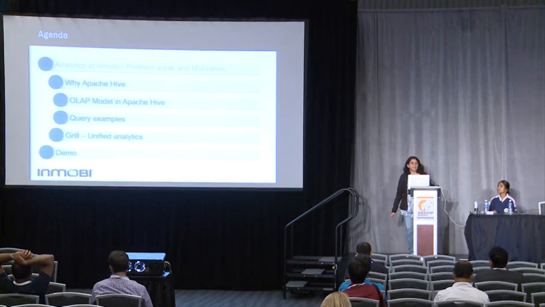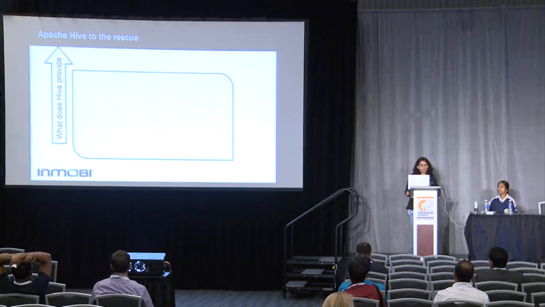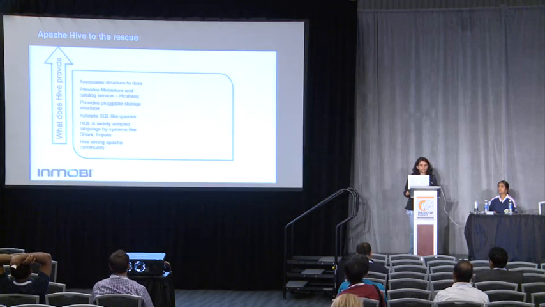We want to fill these gaps by implementing some set of features in Apache Hive and some through Grill. So why did we choose Apache Hive? These are the current features available in Apache Hive. It is able to associate structure to the data, and it provides data and schema discovery through Metastore and HCatalog. It provides a pluggable storage interface, basically through HBase, HDFS storages or any other.